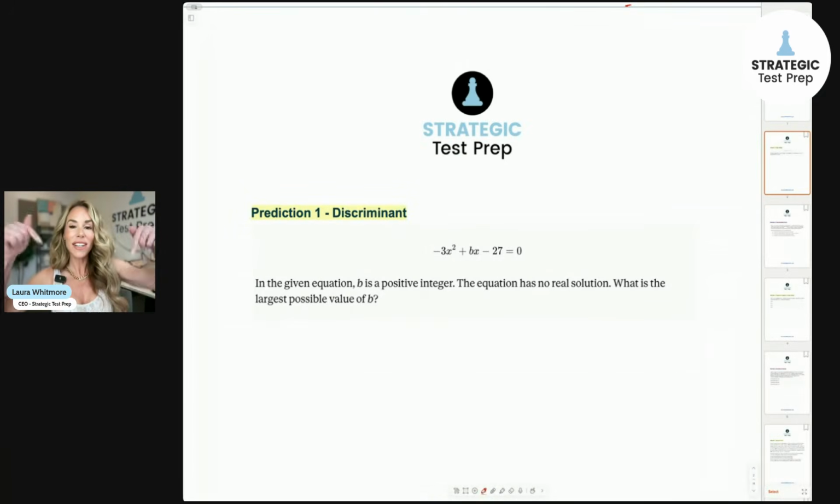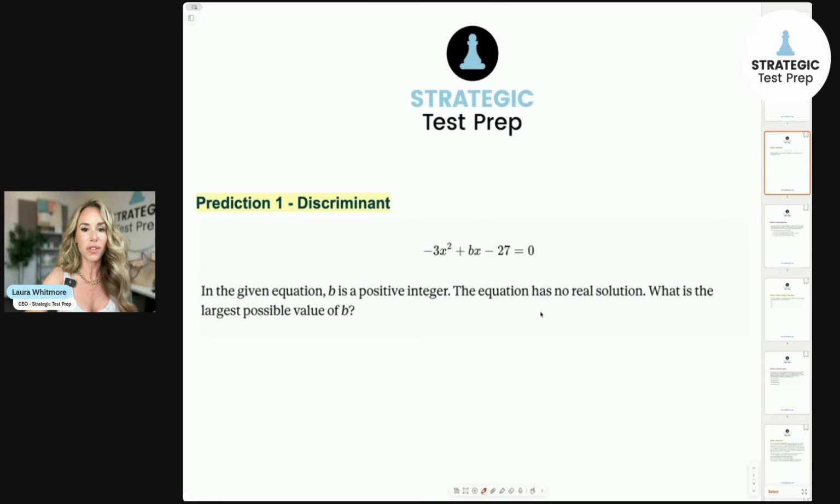All right, guys, let's get into the predictions for the June test based off of trends we've seen on the March and the May SAT. And by the way, this document is linked in the description. So if you want to download it and work alongside me, please feel free to do that. I would love for you to practice these problems as well to make sure that you've got it down. So let's start with this first one.